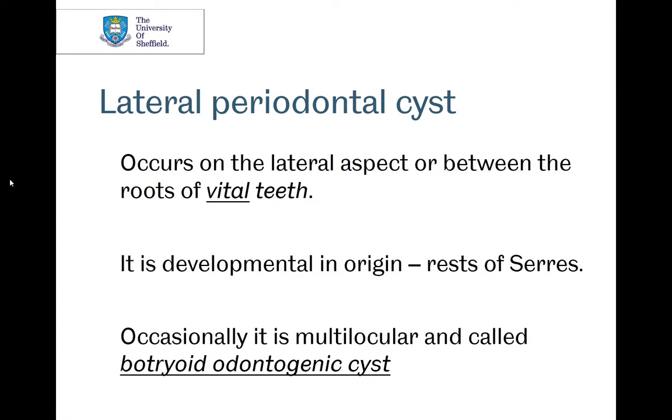But the lateral periodontal cyst occurs on the lateral aspect, strangely enough, between teeth, and the teeth are vital. It's developmental in origin. It's assumed again to be the rests of Serres, although some people suggest the cell rests of Malassez, or even at times the reduced enamel epithelium. It's not really clear. Sometimes it's multilocular, and it's called a botryoid odontogenic cyst because it looks a little bit like a bunch of grapes.